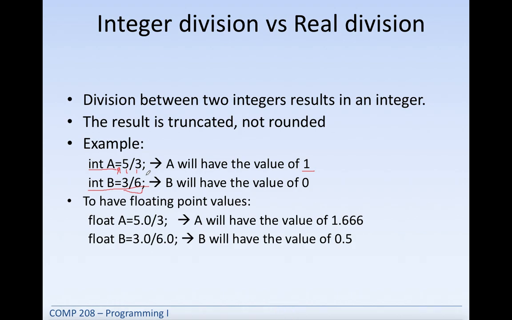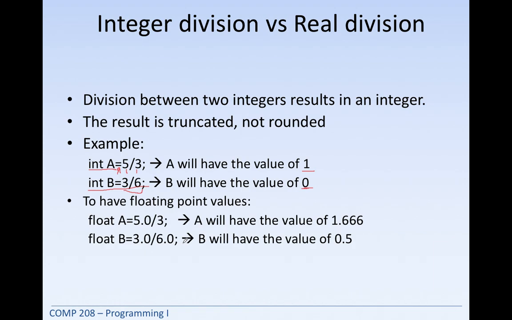3 divided by 6 is 0 point something, 0.5. But because we are doing integer division, we cannot store the 0.5. So the answer is 0. 0 on the right hand side is given to b. So b now has the value 0.